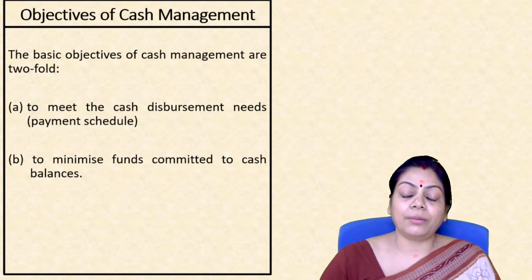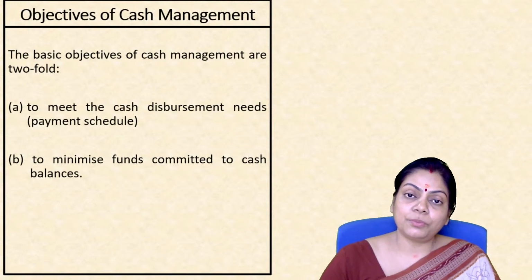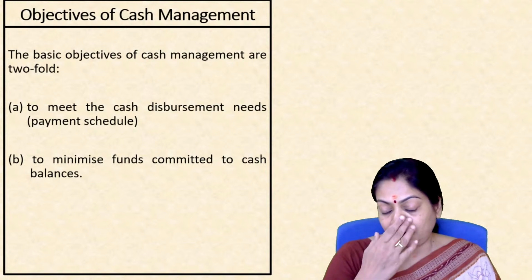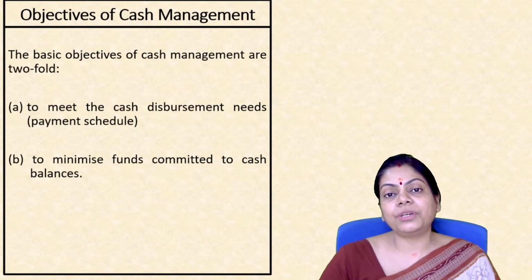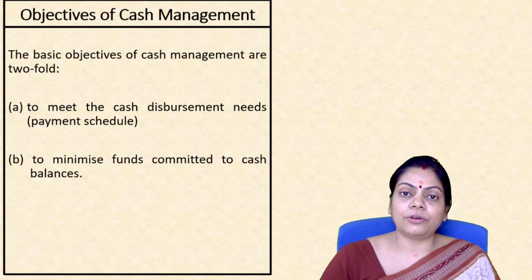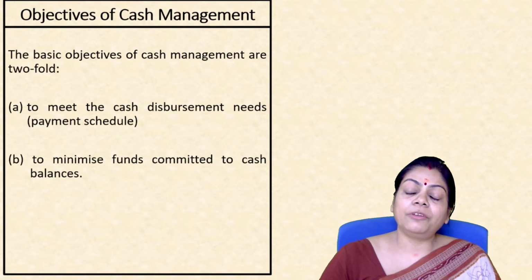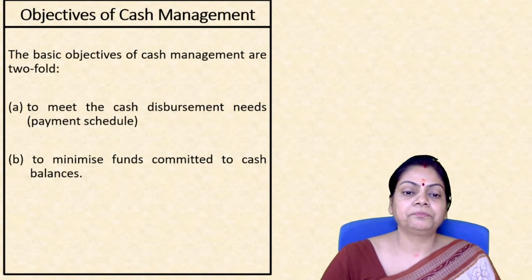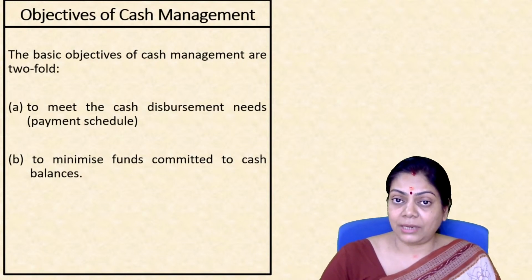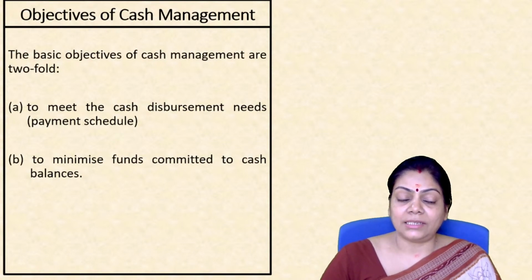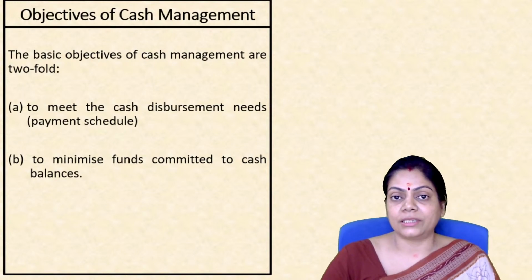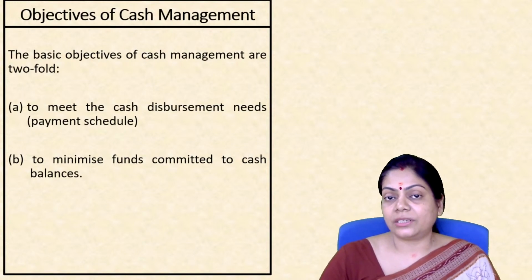So you should be able to meet the disbursement needs, or you should be up to date with your payment schedule. So if your payment schedule says that the salary is to be released on first, it will be released on first. But if you don't have enough cash to release the salaries on first, then obviously you have a poor cash management system. And at the same time, as I said, you should have minimum funds committed to the cash balances. So these are two paradoxical situations.